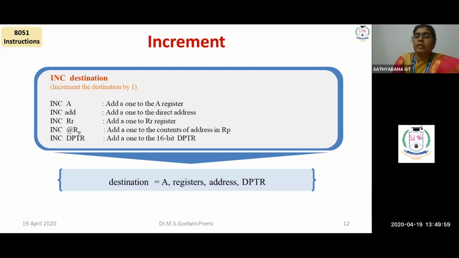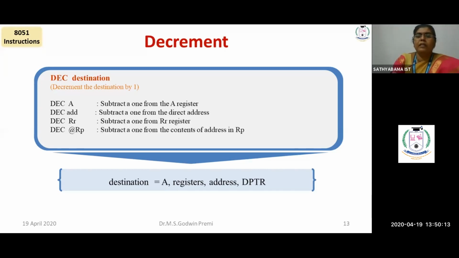So there are actually 5 destinations for the increment operation: INC A, INC address, INC register, INC @Ri, and INC DPTR. Similar to the increment, we get the decrement instructions, but we can see one is missing, that is decrement DPTR. There is no decrement DPTR instruction. We can only increment the DPTR, but we cannot decrement the DPTR directly. So in that case, suppose we want to decrement the DPTR, what can we do?